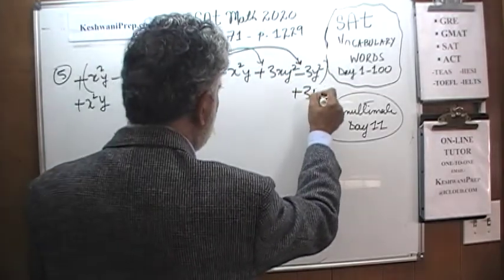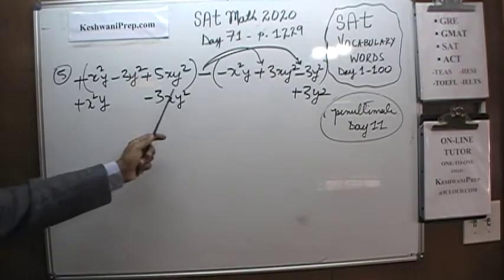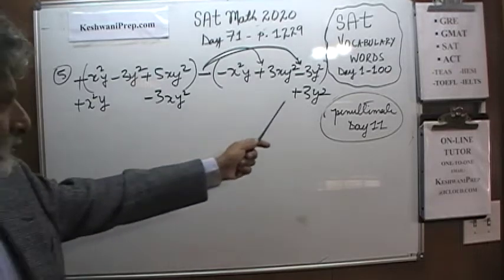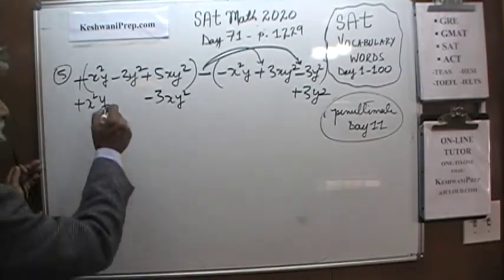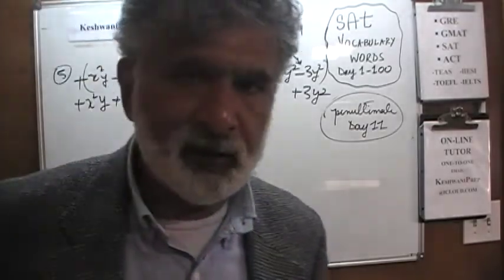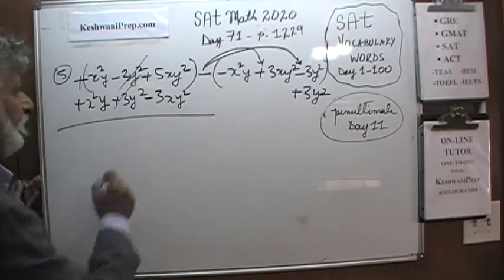Positive 3y squared. Do we see any y squared here, a term containing y squared? Or right here. And it just happens to be positive 3 and that's a negative 3. They're going to kill each other. Positive 3y squared and negative 3y squared, they're going to kill each other. There we go, we're done.